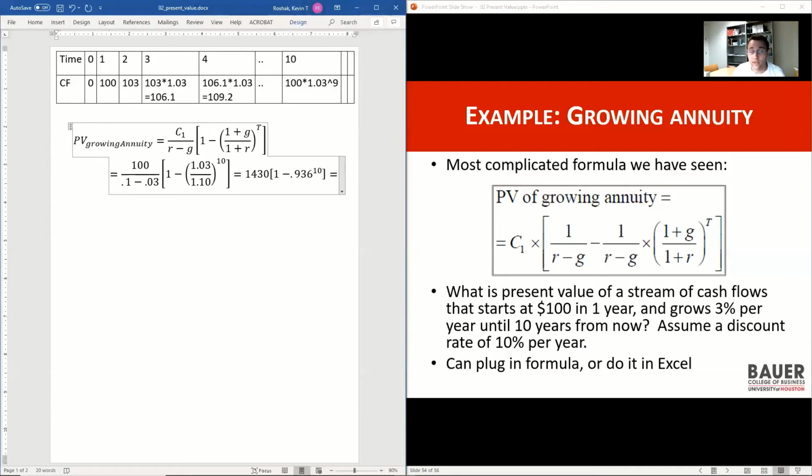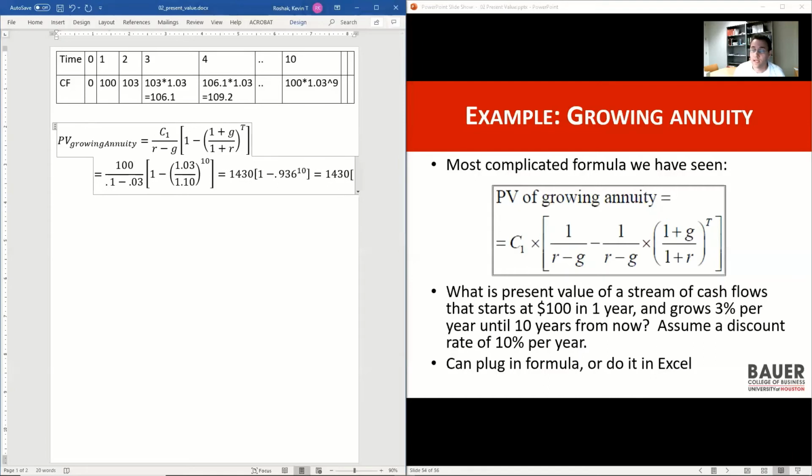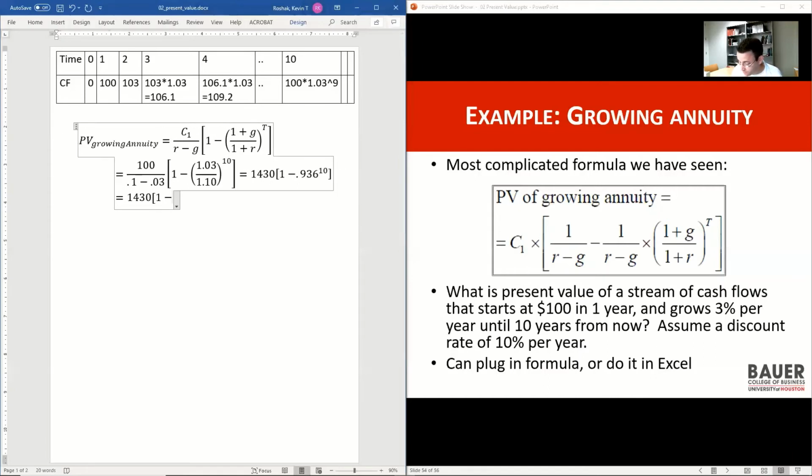Now I'm going to calculate the exponent. So 1430 times 1 minus 0.52. Okay, so we're left with 1430 times 0.48. And that ends up to be about 688.37. Okay. So it's a lot of work, but you can get there.